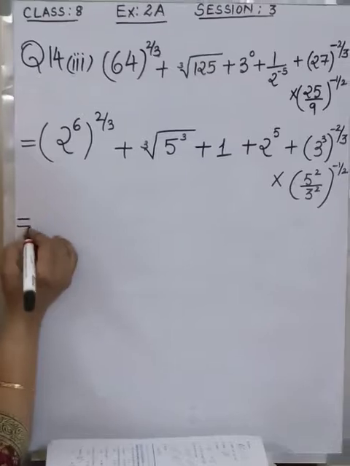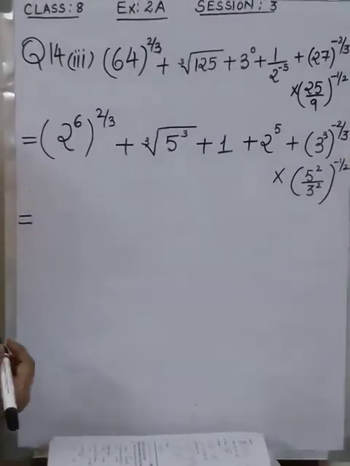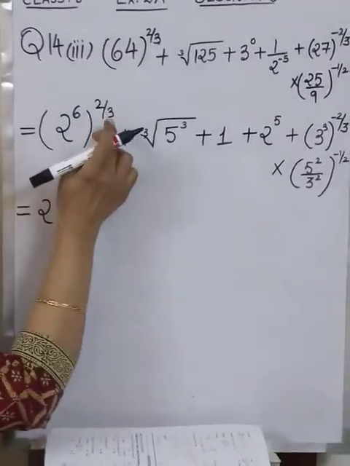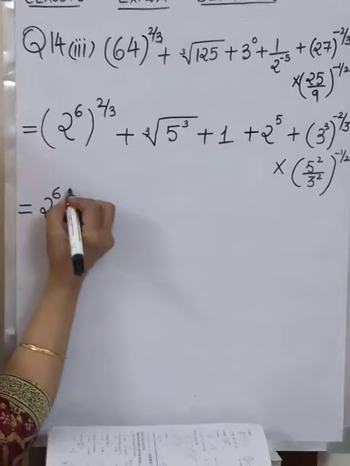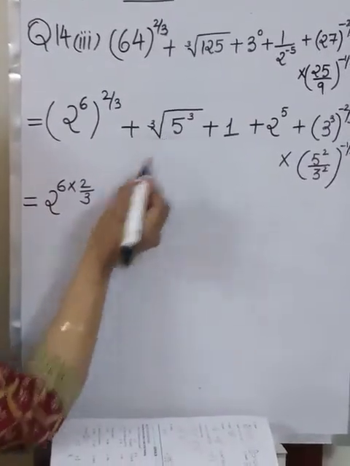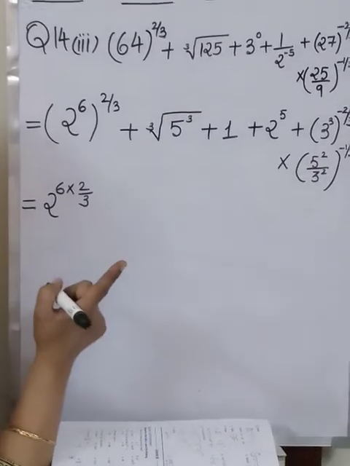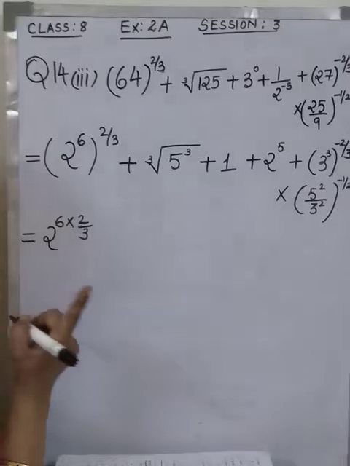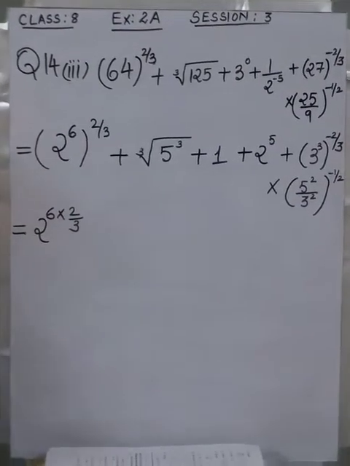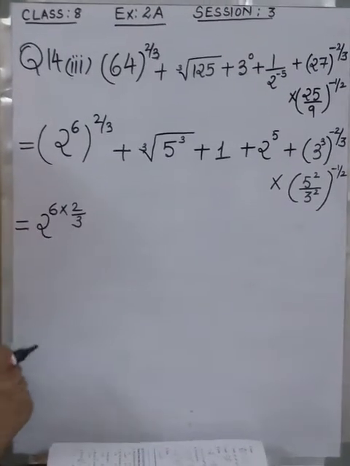Next step, as we see it's power on power in each term, so we multiply the powers. So it becomes 2 to the power 6 whole to the power 2 by 3, that means 6 into 2 by 3. Cube root means, I told you square root means power 1 by 2, cube root is power 1 by 3, fourth root is power 1 by 4. The moment the word root has come, the power is going to come in the fraction.